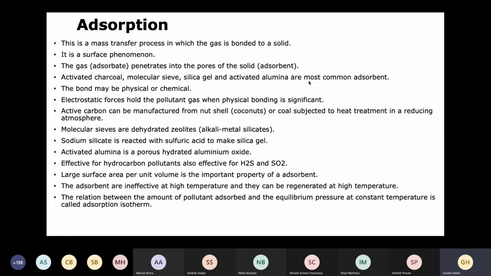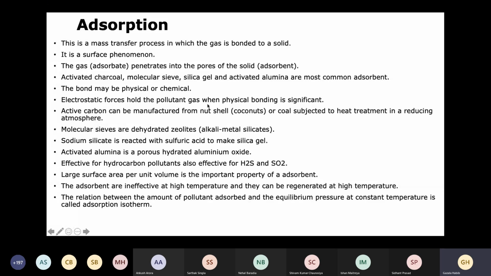Okay, the bond may be physical or chemical. Electrostatic forces hold the pollutant gas when physical bonding is sufficient. So there is an electrostatic force which is applied in order to hold this pollutant. Active carbon can be manufactured from nutshell, coconut, or coal subjected to heat treatment in a reducing atmosphere.